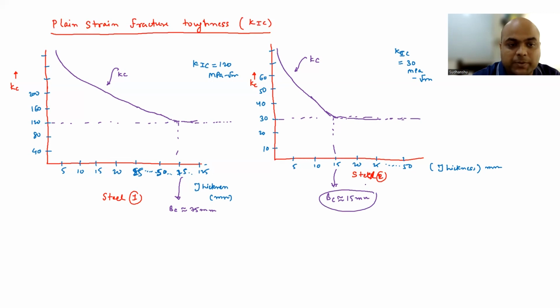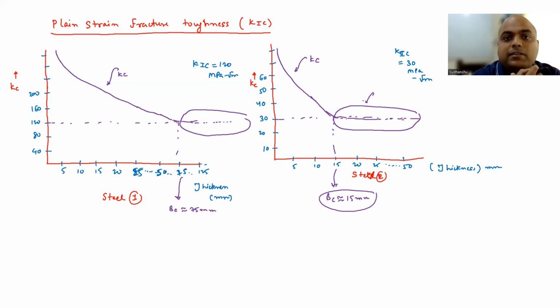Okay, so we have two steels, different materials, different compositions. So K1C in steel 1 is 120, and its BC is at higher thickness. Okay, so if you want to obtain the K1C value, you have to have the thickness of the specimen in this regime in steel 1. In the second steel, K1C is smaller, and the thickness corresponding to K1C, the critical thickness, is also smaller. So you have to have the thickness of the specimen in this particular regime to conduct plane strain fracture toughness measurement. Okay, so in steel 2, the thickness requirement for plane strain fracture toughness measurement is smaller than steel 1. So depending upon the material, the thickness requirement to conduct the plane strain fracture toughness measurement is different.